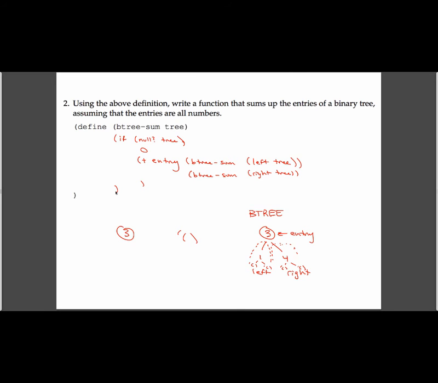Okay, great. So, a sanity check on this. BTree sum is always returning an integer, and so it's okay to call it with plus and some integer, and this is going to be an integer, and this is going to be an integer. All right, so this seems right.